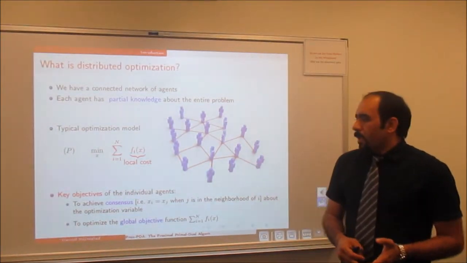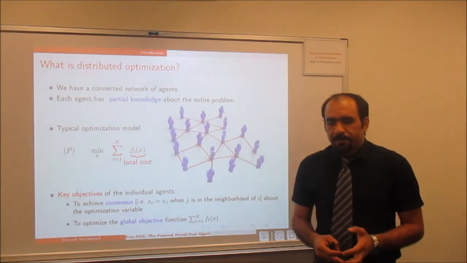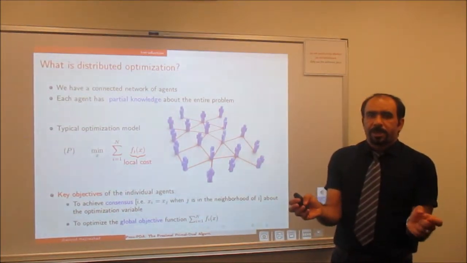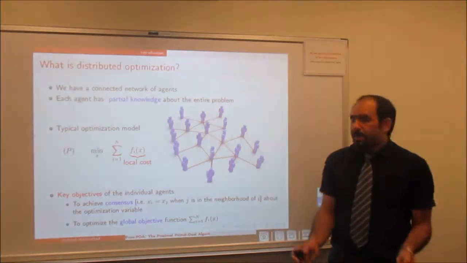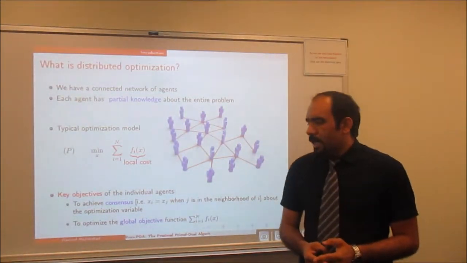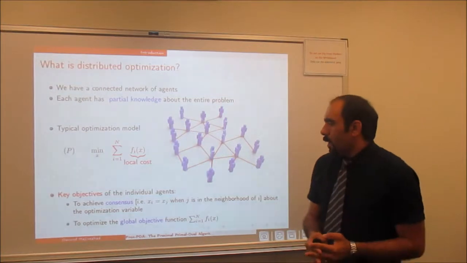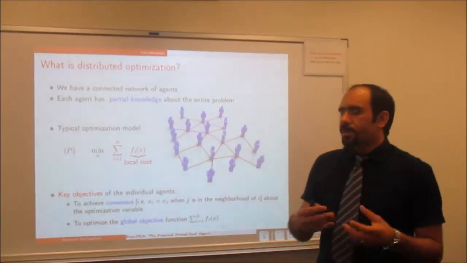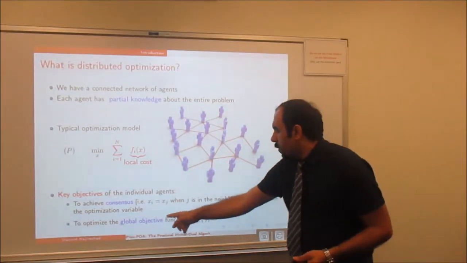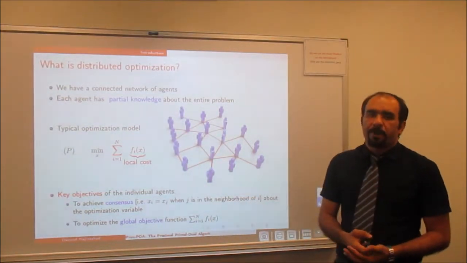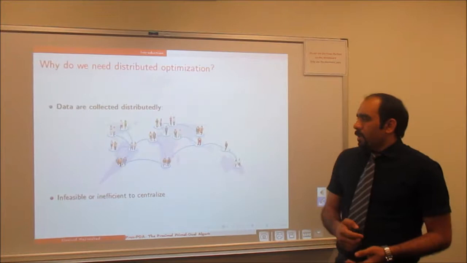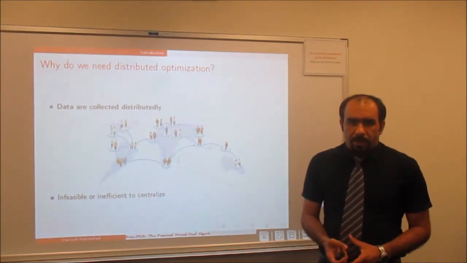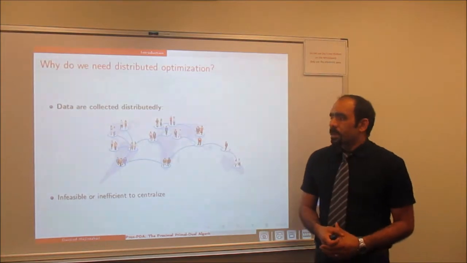Number one, each agent is trying to achieve consensus with the optimization variable with its neighbors. And second, the agent's goal is to optimize the global objective function, summation of phi of x. Okay? So why is this an important problem? Why do we have to study this problem? In the following, I will give you some reasons.